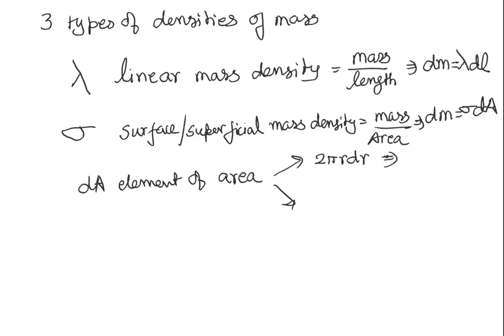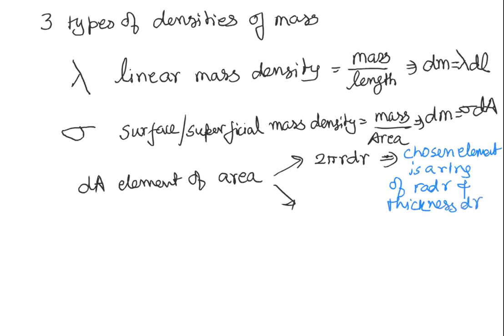So 2 pi r dr का मतलब हुआ that chosen element is a ring of radius r and thickness dr. Right? We will come back to this. Just let me complete what I'm trying to say. If you are understanding, it's good. Otherwise, don't worry. We will come back to this. This is basically now the bread and butter of physics. Lambda, sigma, और यही अब आपके सामने आने वाला, right?